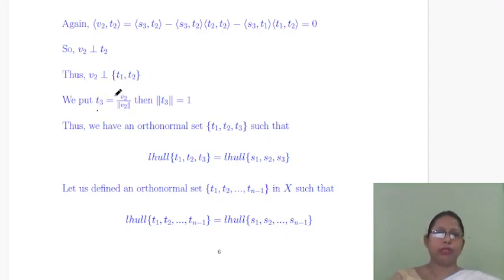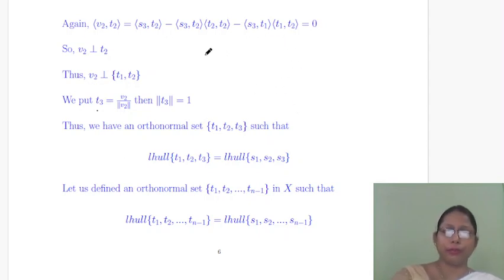If I put T3 equal to B2 by norm of B2, then we will get norm of T3 equal to 1. Thus, we have an orthonormal set T1, T2, T3 such that the linear hull of T1, T2, T3 is equal to the linear hull of S1, S2, S3. That is, the linear span of T1, T2, T3 is equal to the linear span of S1, S2, S3.